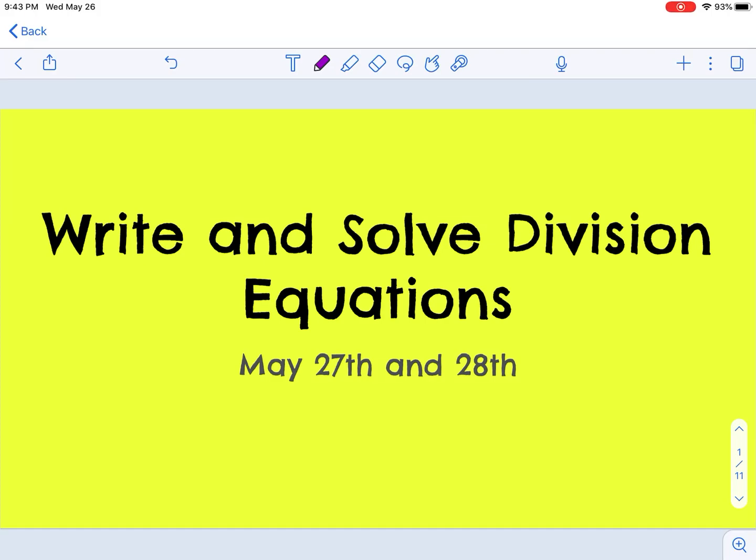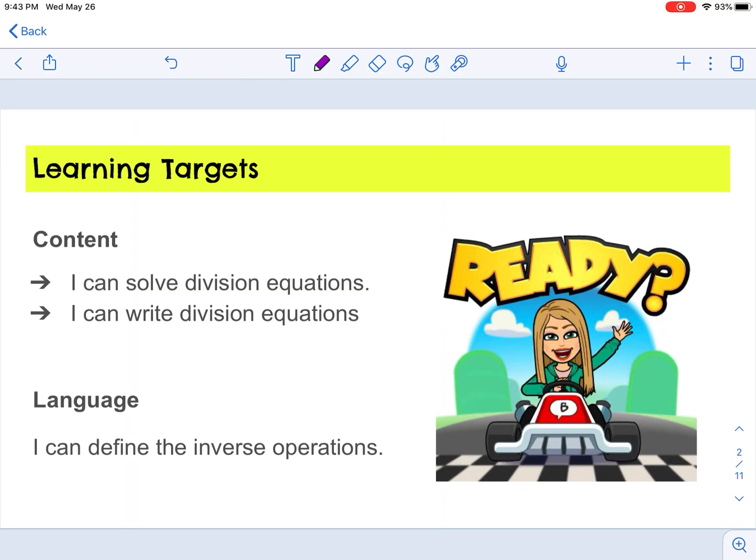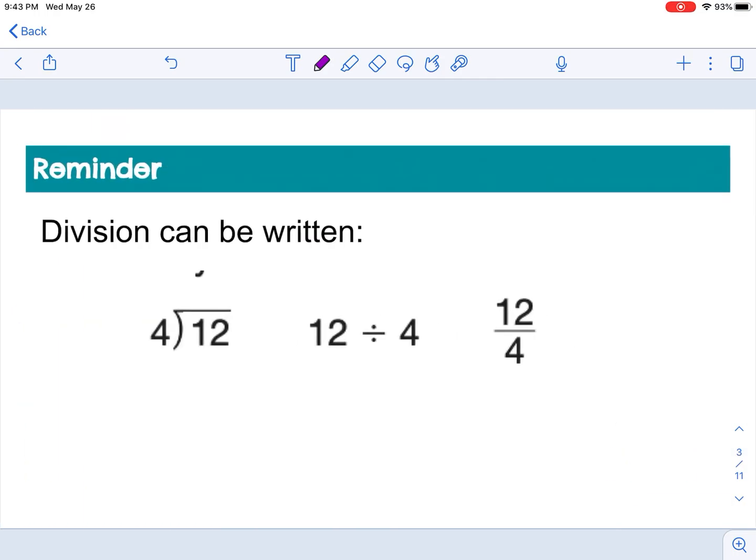All right, we're at the last lesson of the year, and the lesson is on how to write and solve division equations. So here are the learning targets. I can solve division equations, I can write division equations, and the language objective is I can define the inverse operations. So here is a reminder about the 3 different ways that division can be written.